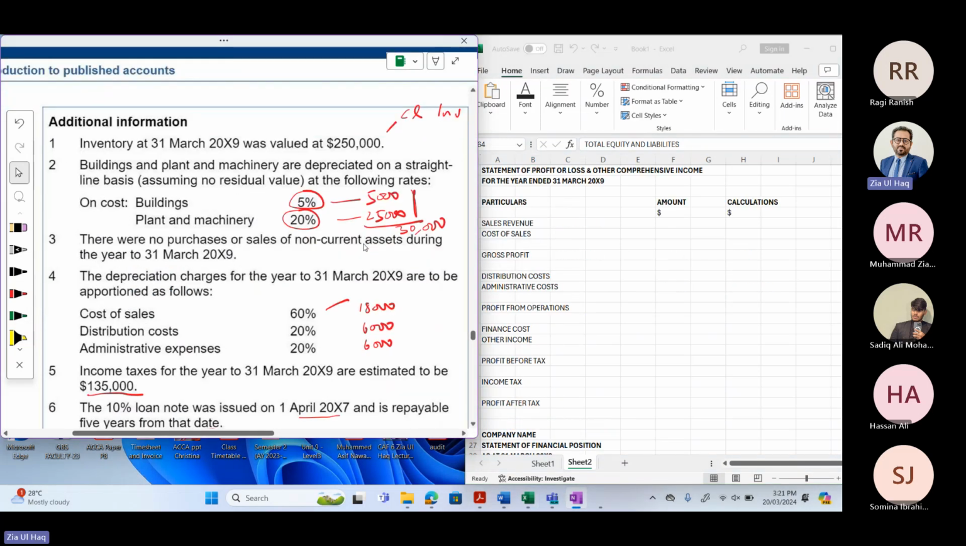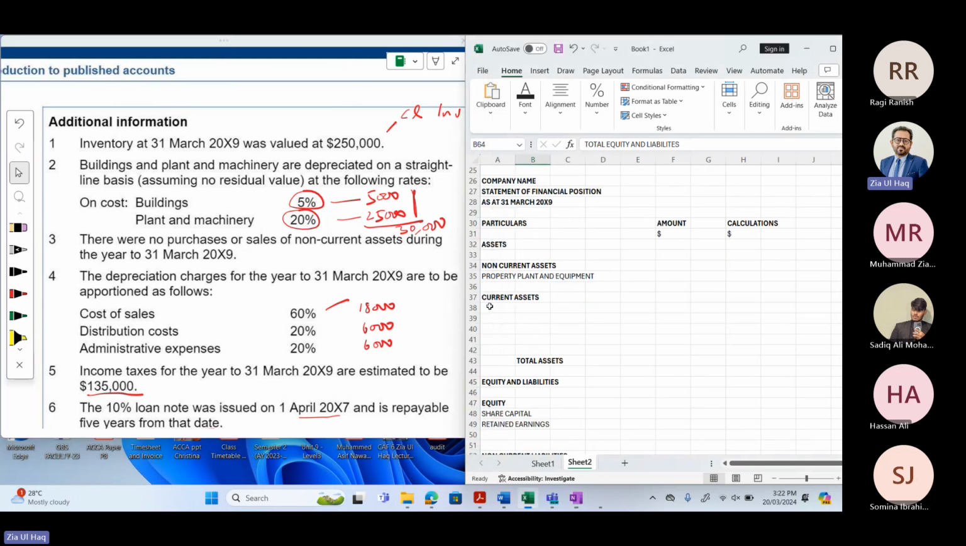So let's move towards the question. I'm moving from adjustment first. So in adjustment, closing inventory is 250,000. Closing inventory is 250,000. Where it should be stated? It should be stated under current assets. So closing inventory, or simply inventory. How much is the amount? 250,000. I'm putting the complete amount rather than figures in thousands.